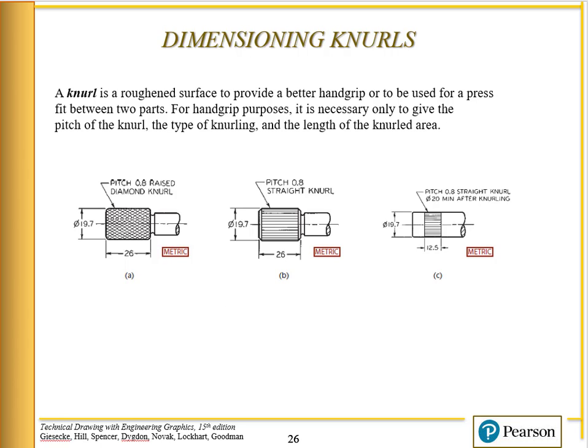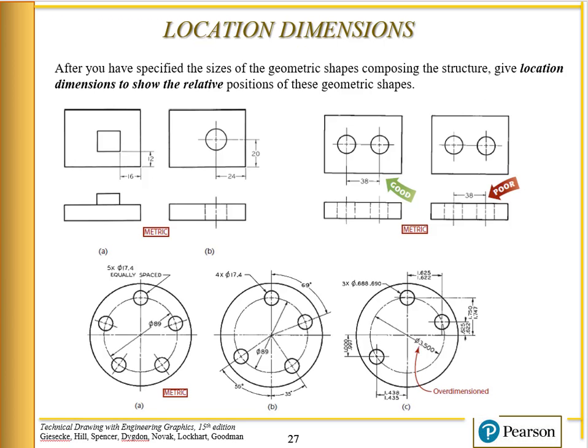So these would be the ways to dimension a knurl. And then you also have to locate all holes and sizes of features. In this particular case, these are location dimensions of features. We have a slot here, well, it's actually a plug that sticks up. How do we locate it? We locate it with extension lines and dimension lines from the edge of the part. Same with this hole here. We use the center lines of the hole to dimension where that hole is located from the edge of the part.